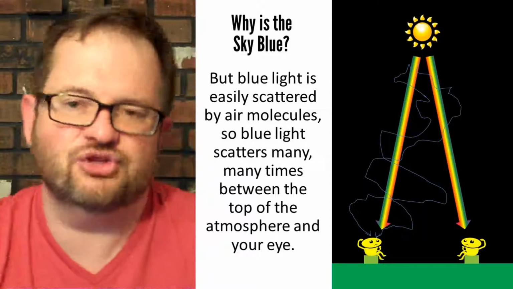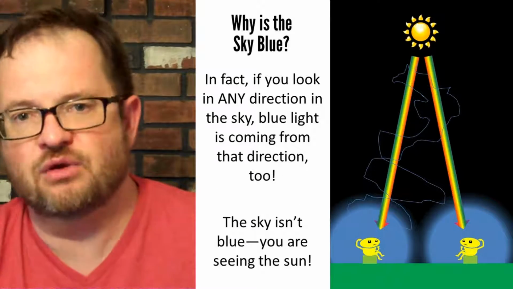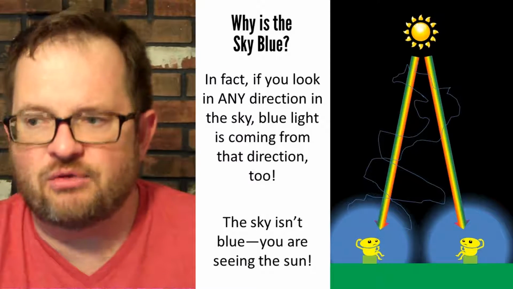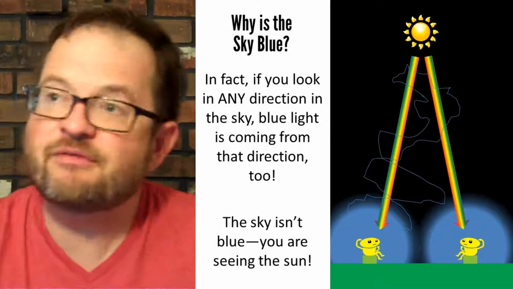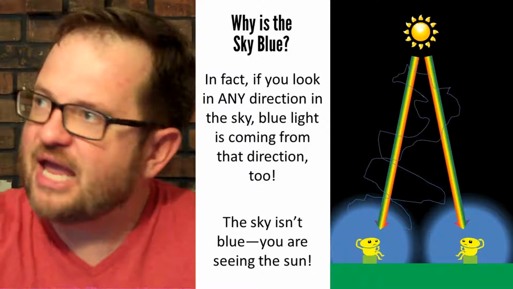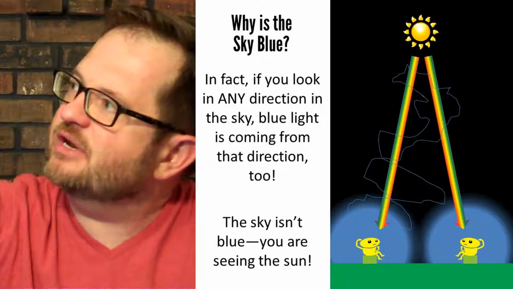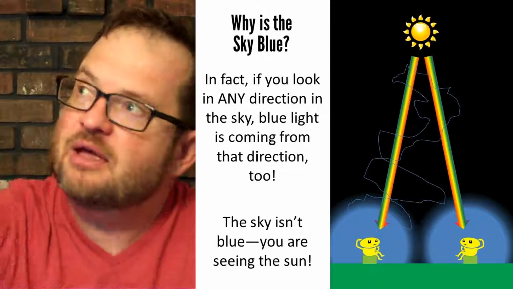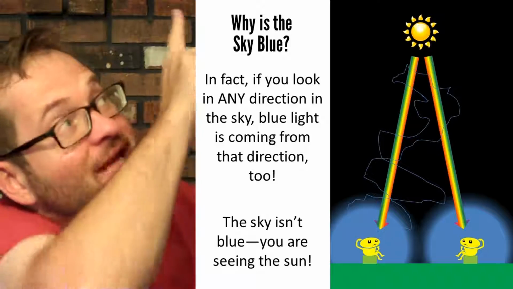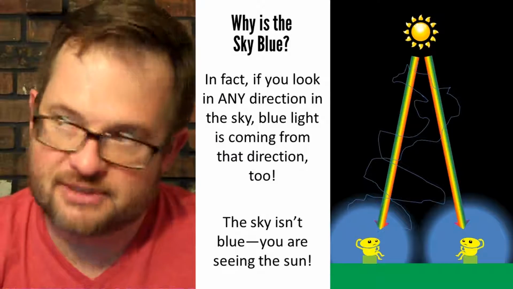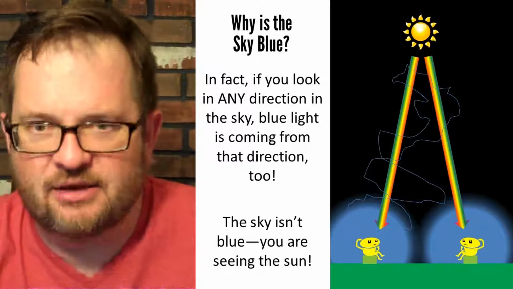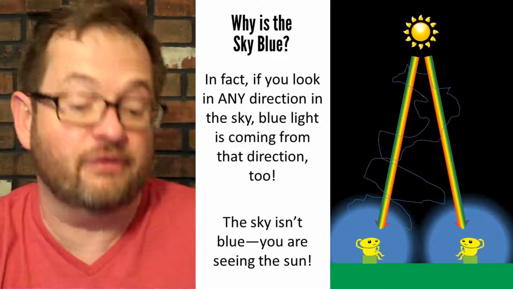Not passing through the atmosphere in a straight line, like the green and the red and the orange and so on do. And as a consequence, from the point of view of those two little dudes sitting there on the ground, the blue photons are coming from pretty much every direction, right? They're all really coming from the sun, but the last hit of a molecule before they go into their eye is in a direction other than the sun. So when they look in that direction, or that direction, or that direction, they see blue photons. The sky looks blue to them. You're not seeing the sky, though. You're seeing the sun.